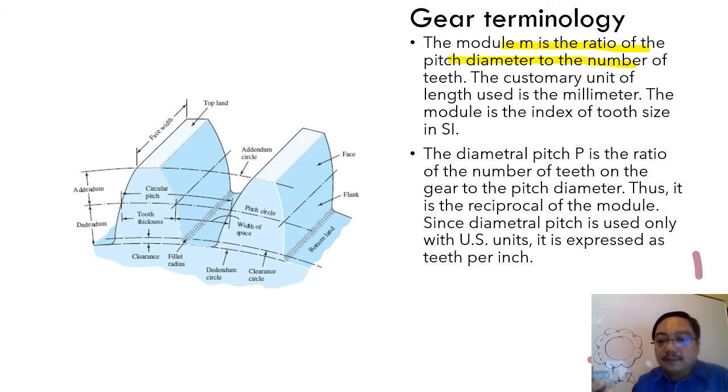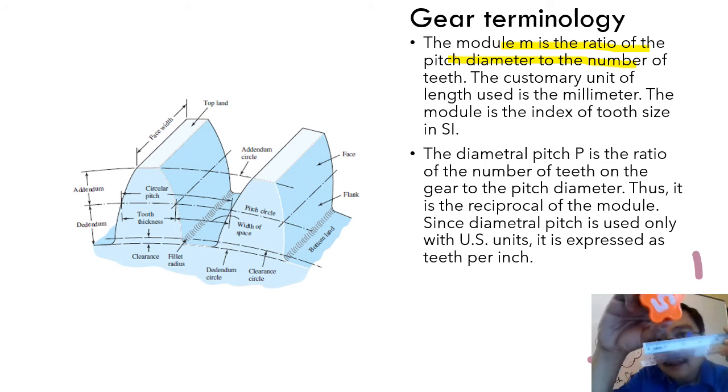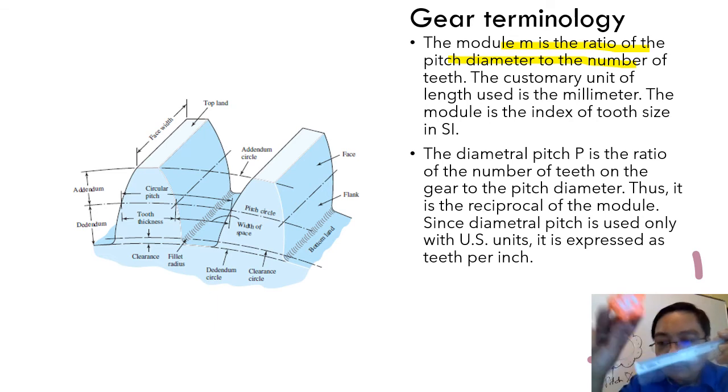What is an inch? Here, this is 1 inch. So if you put this gear inside 1 inch, how many gears are in 1 inch? Let's say this is a gear. This is a toy, not a gear, but the feature is like a gear. If I put this gear into 1 inch, how many teeth?